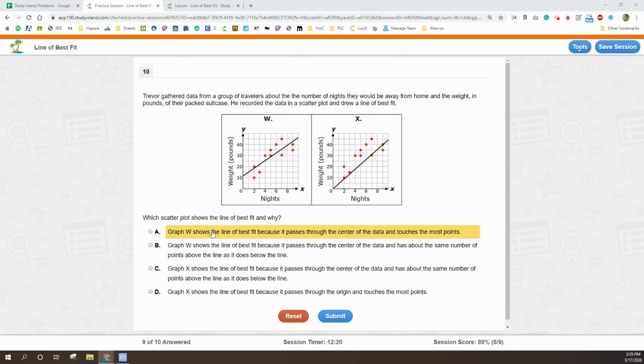A, graph W shows the line of best fit because it passes through the center of the data and touches the most points. That is not accurate. It doesn't need to touch the most points. It needs to represent the data in the best way. So we don't want A as the answer.